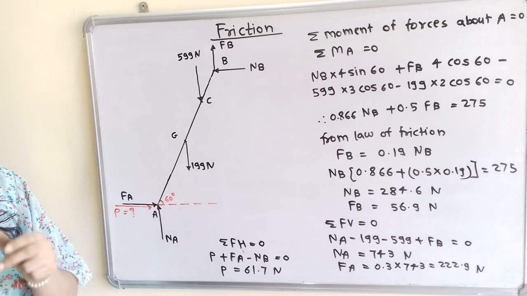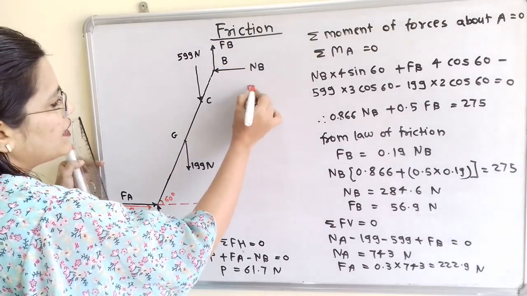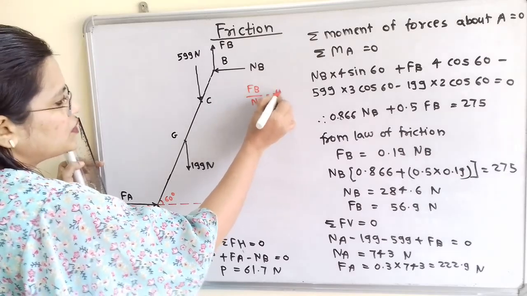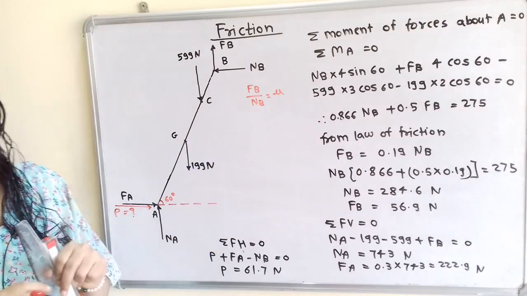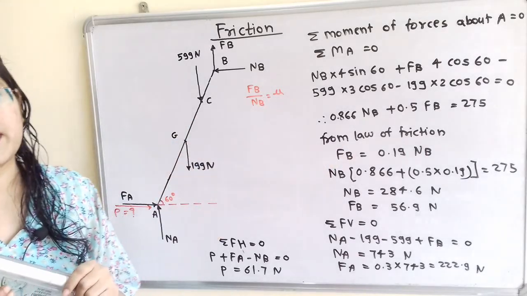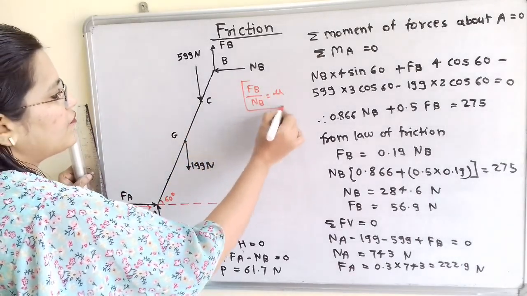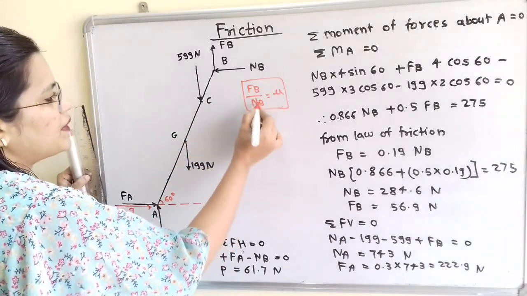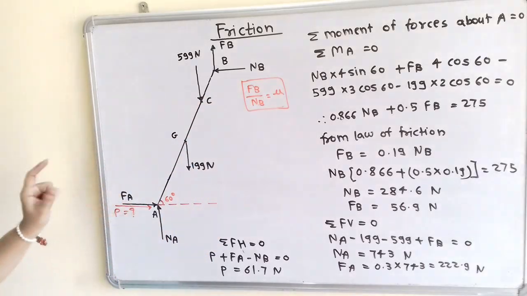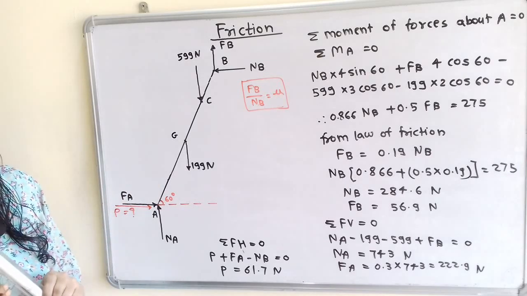Now there is one relation between FB and NB. The ratio FB divided by NB is equal to the coefficient of friction mu, and it is mentioned in the question as 0.19. So we can use this relation, and if we find any one force, FB or NB, then we can calculate the other. So we will first take the moment of all forces about point A equal to 0.